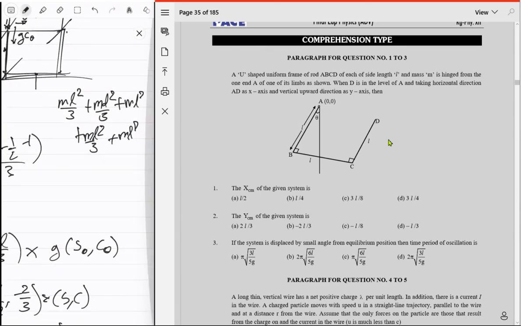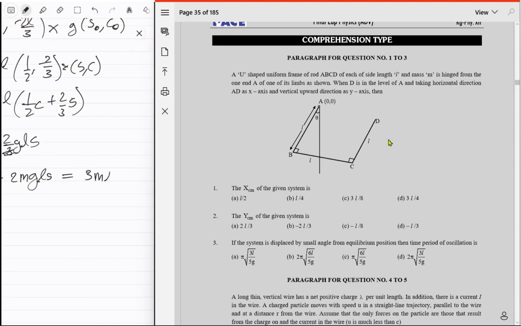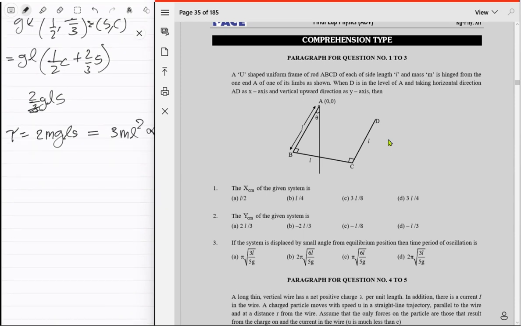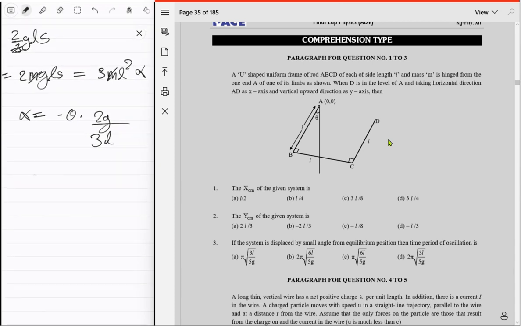Just like ml squared, 3 ml squared, that's what inertia. Just 3 ml squared times alpha, or negative, whichever it is, alpha is equal to negative, and sin theta is approximately theta itself, so negative theta times m, which is 2g l upon 3l squared. So one l remains here. So our omega is just square root of 2g upon 3l.